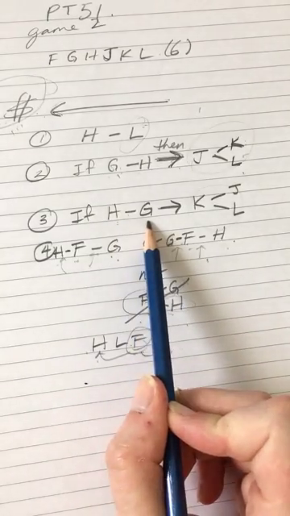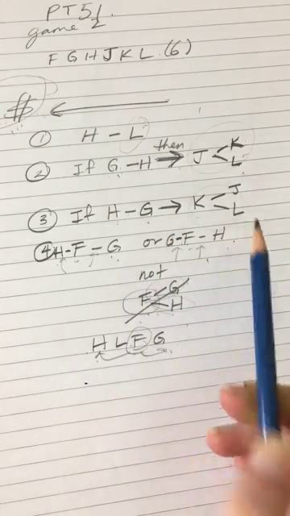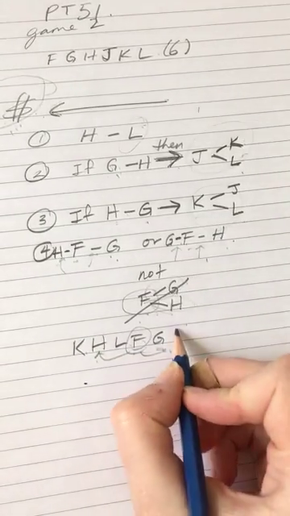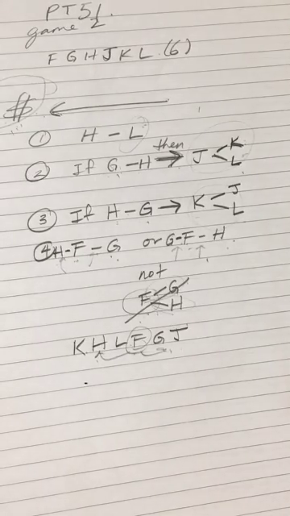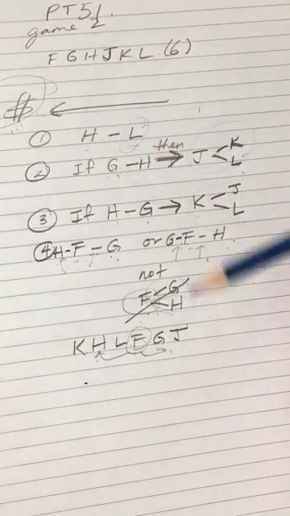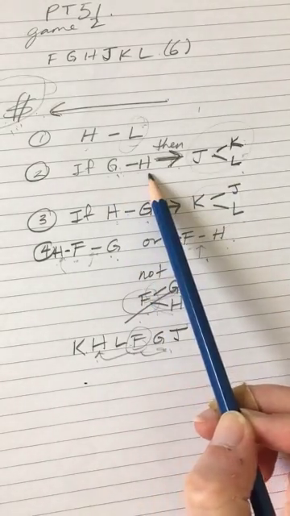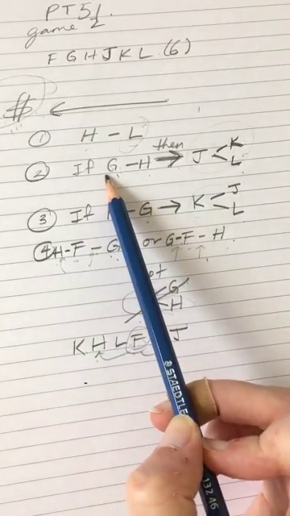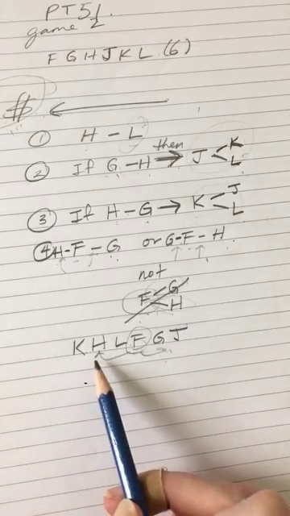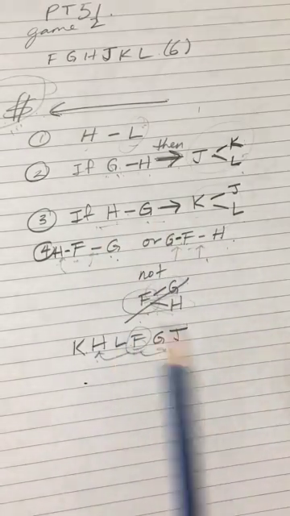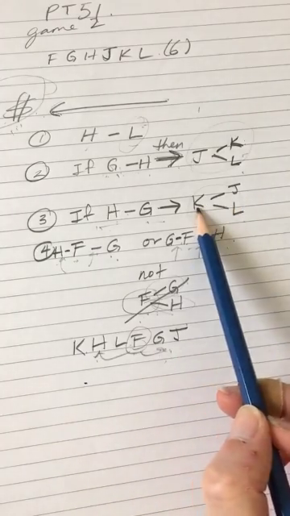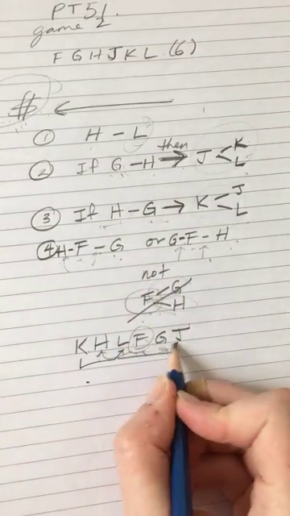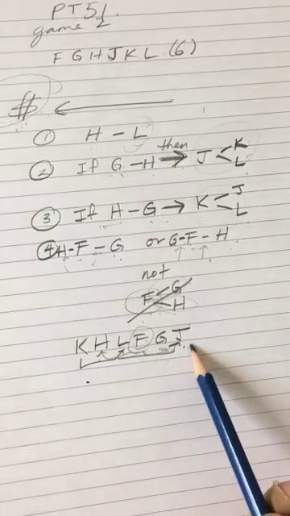Now, if H is more expensive than G, K also has to be more expensive than L. So maybe K is here and J has to be less expensive than K. Maybe J is there. Looks like that would follow all the rules, right? So H is more expensive than L. If G is more expensive than H, we have to follow this consequence, but G is not more expensive than H in this scenario, so we can ignore rule 2. And we have to follow rule 3, right? Because H is more expensive than G. So K has to be more expensive than J and L. So K is more expensive than L and more expensive than J. So that one works, right?